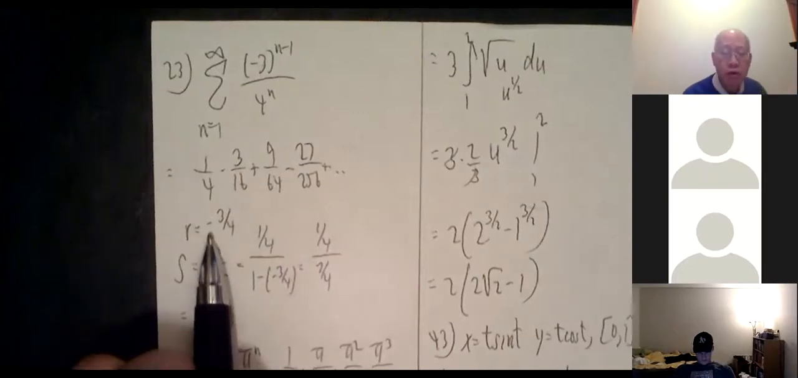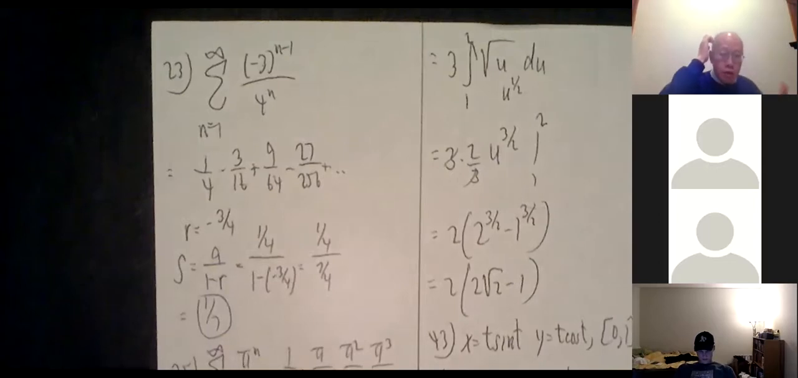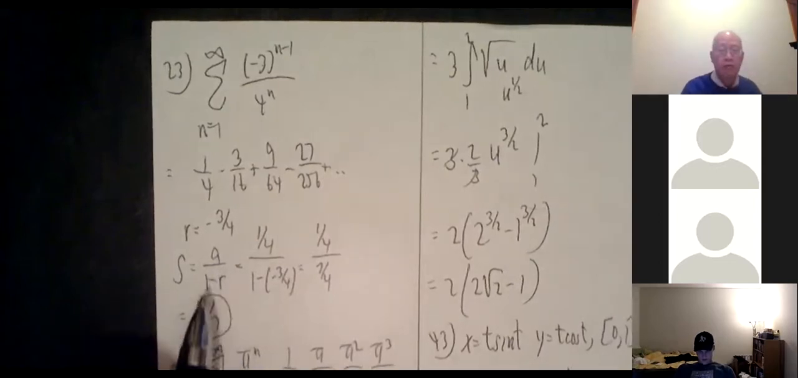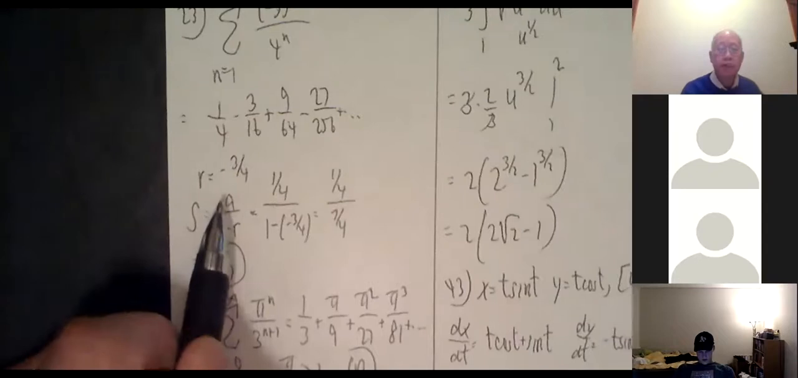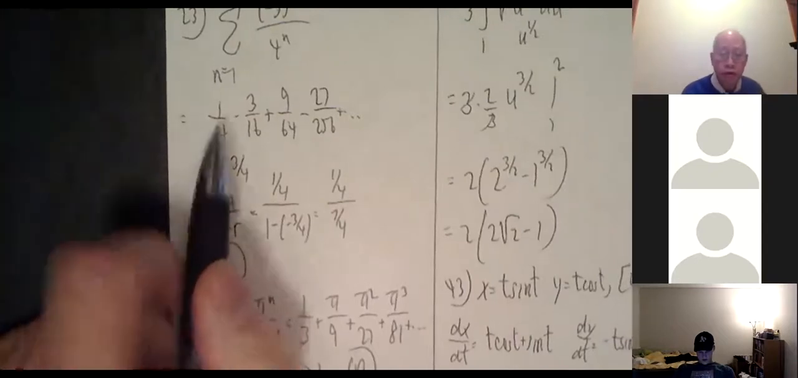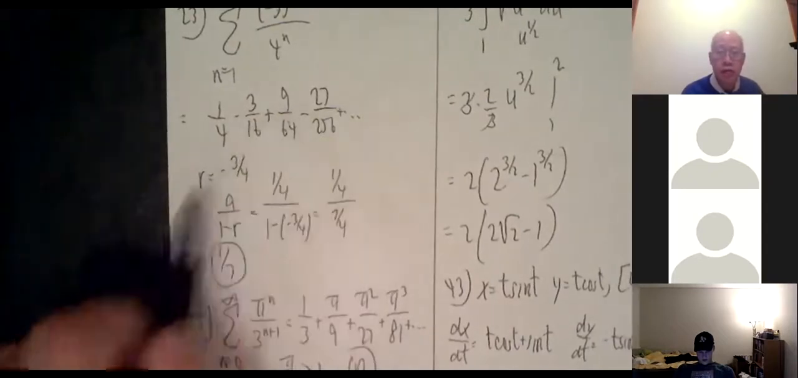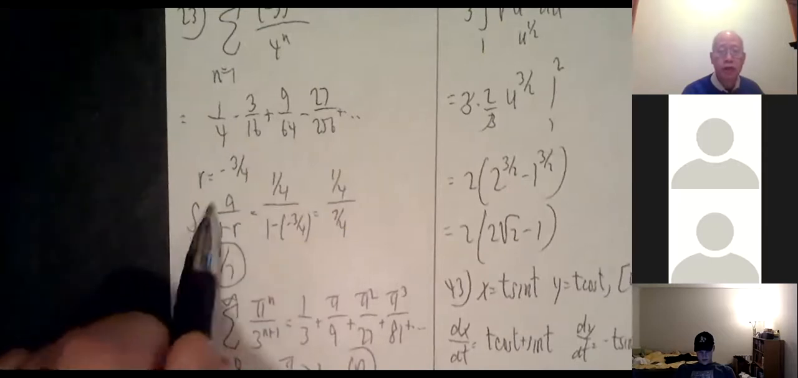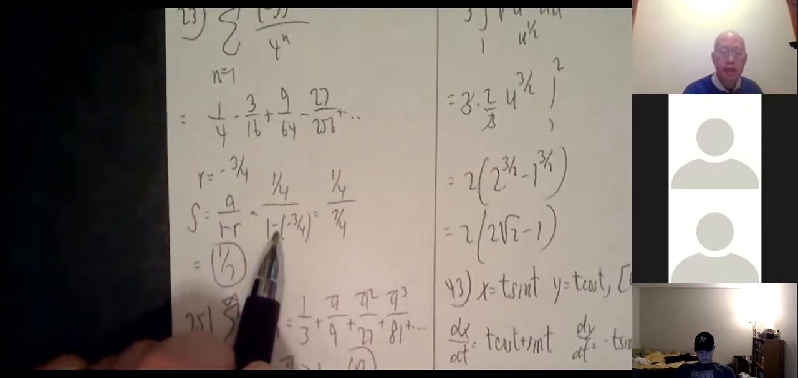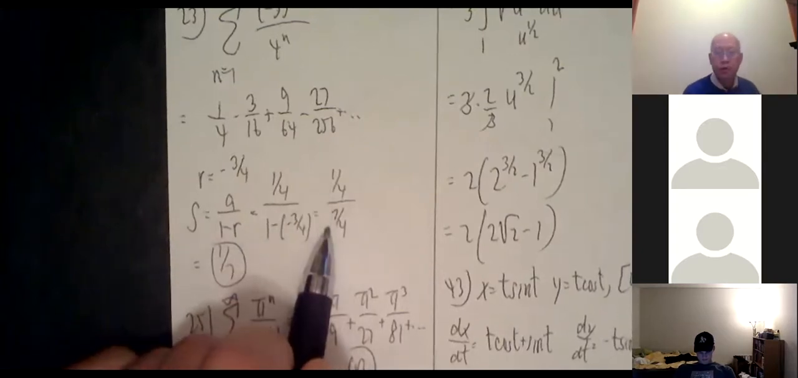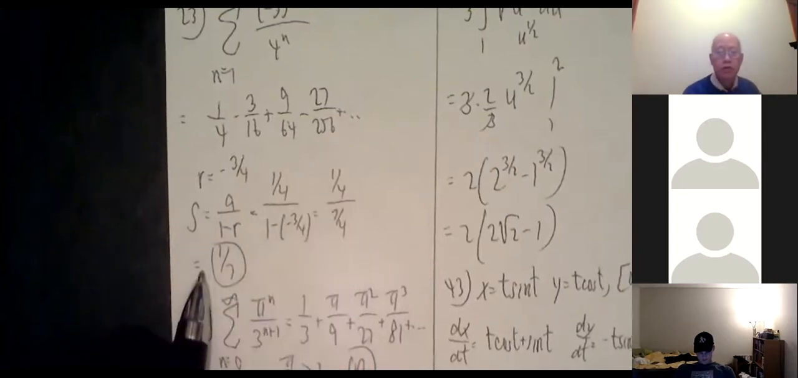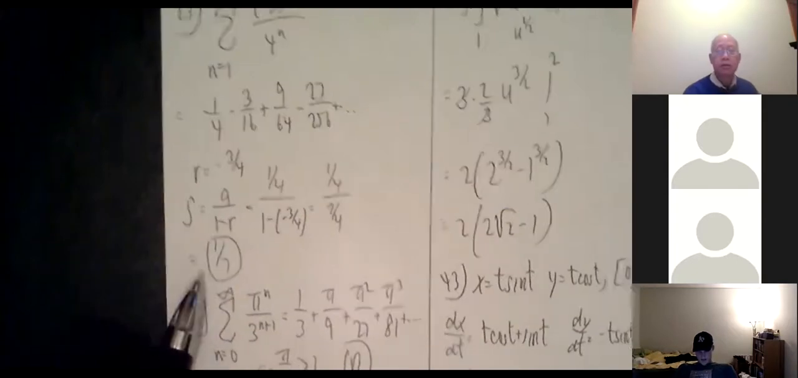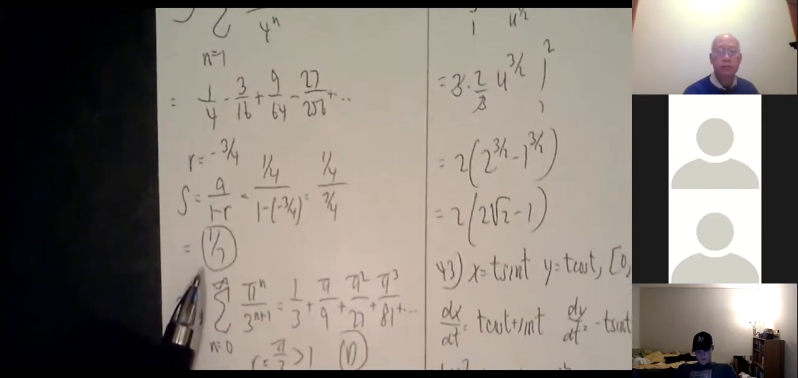Is that between -1 and 1? Yes, it is. So the series should converge. The formula is A over 1 minus R. A is the first term, so use 1/4. Don't use -3/16 or anything else. So 1/4 over 1 minus R, 1 minus a -3/4. 1/4 divided by 7/4, drop the 4s, 1/7.